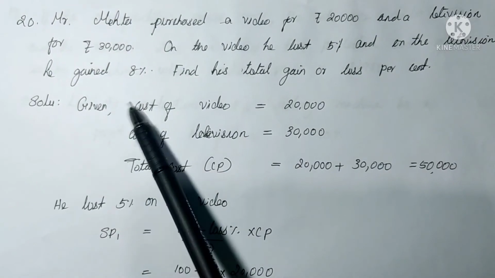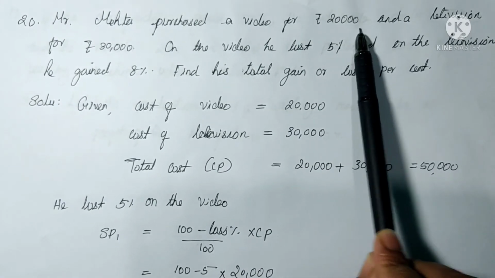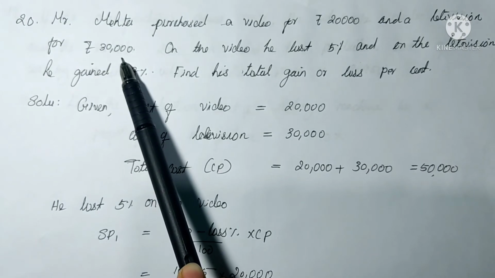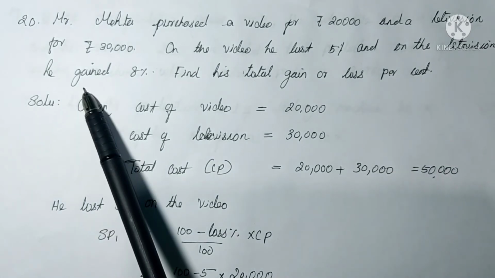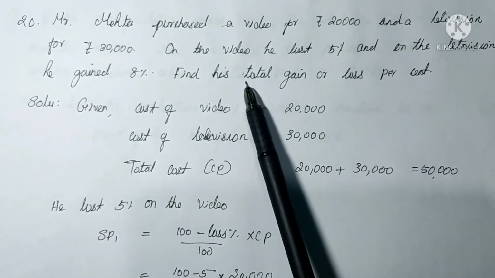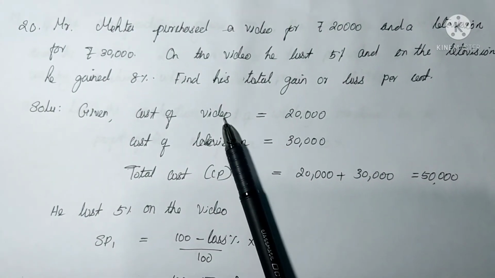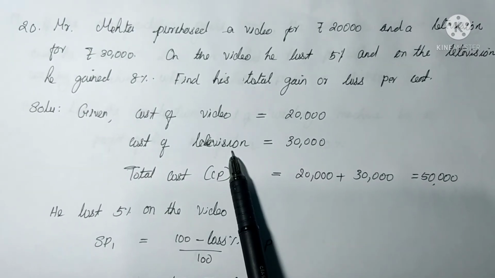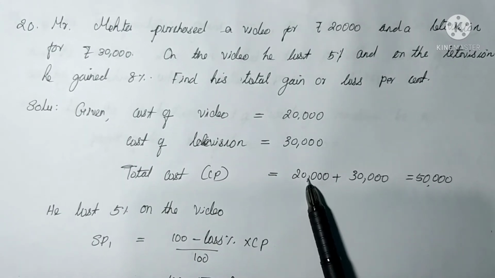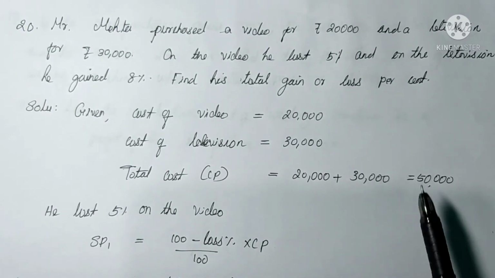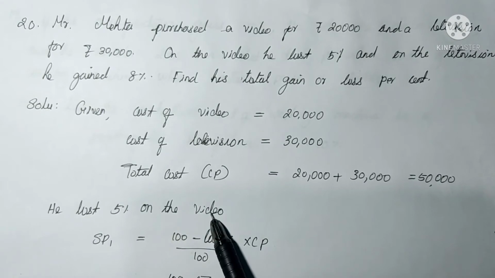Let's see question number 20. Mr. Mehta purchased a video for rupees 20,000 and a television for rupees 30,000. On the video, he lost 5% and on the television, he gained 8%. Find his total gain or loss percent. Given cost of video is equal to 20,000, cost of television is equal to 30,000. Then total cost is equal to 20,000 plus 30,000 is equal to 50,000.